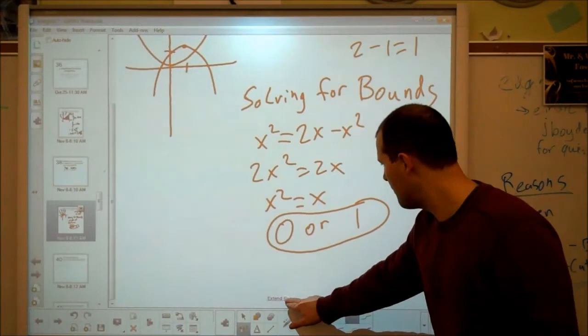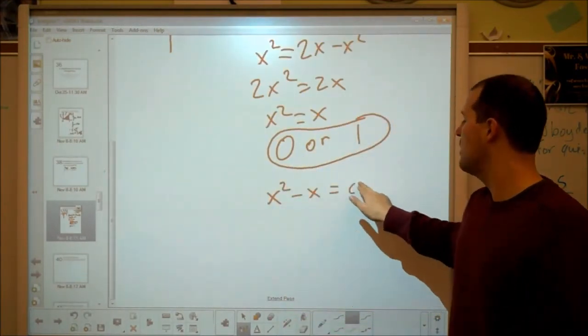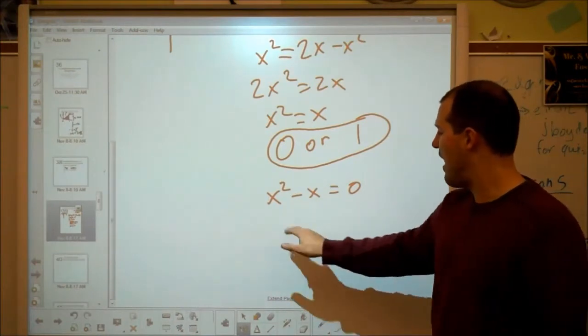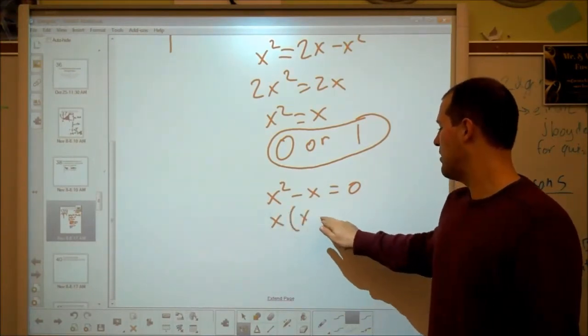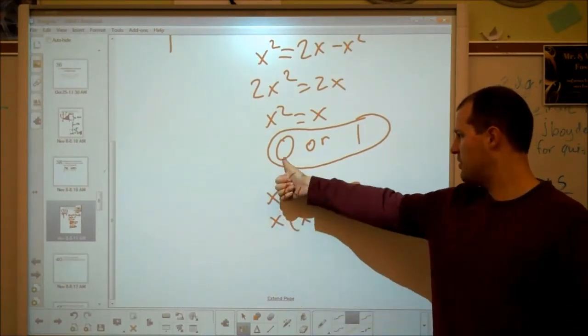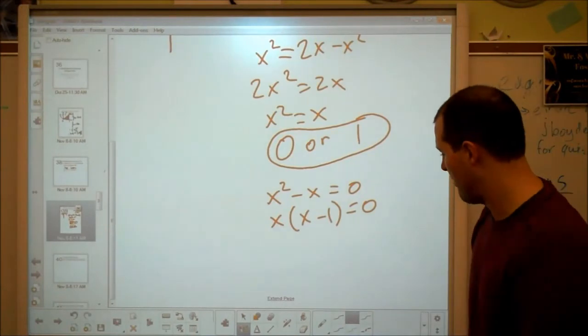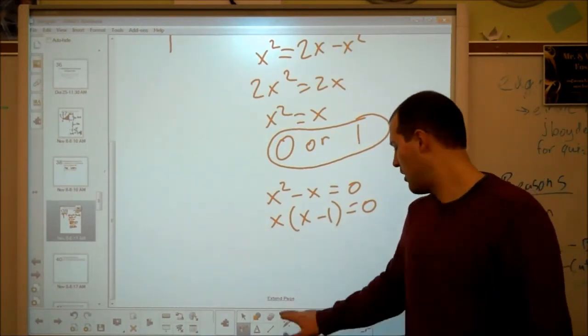Or we can solve it. So if we want to solve it, what we'll do is rewrite that as x squared minus x equals 0. Then we can factor this. So we get x times x minus 1 equals 0. And then we can say, oh, that would create a 0, that would create a 1. So now we know those two pieces of information. So let's try to set up our integral now.